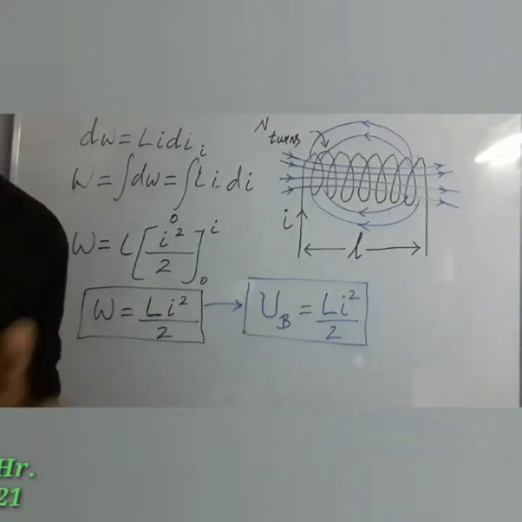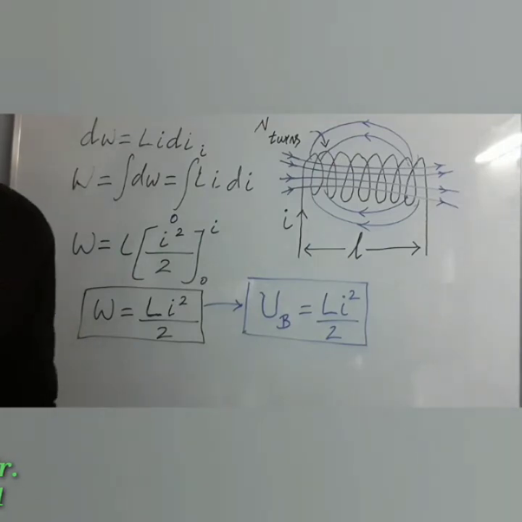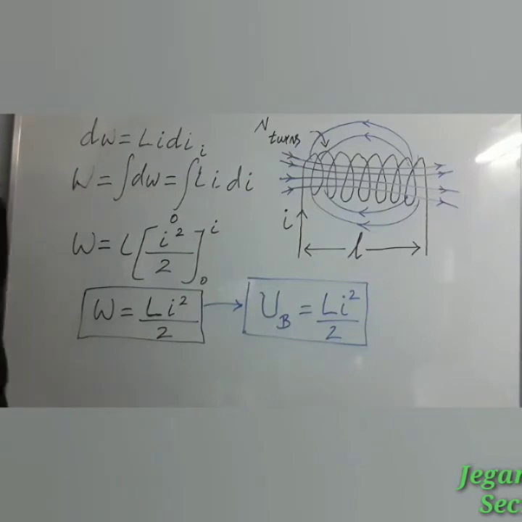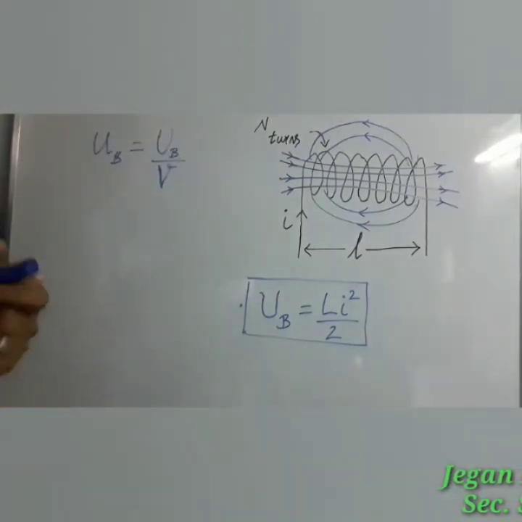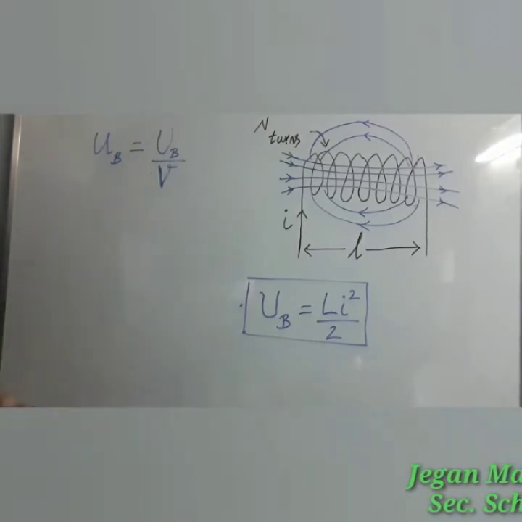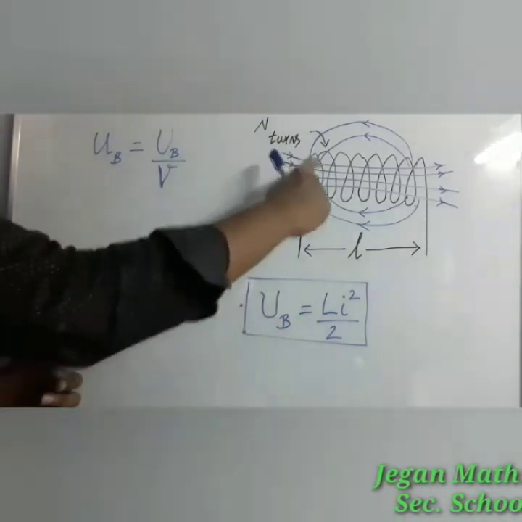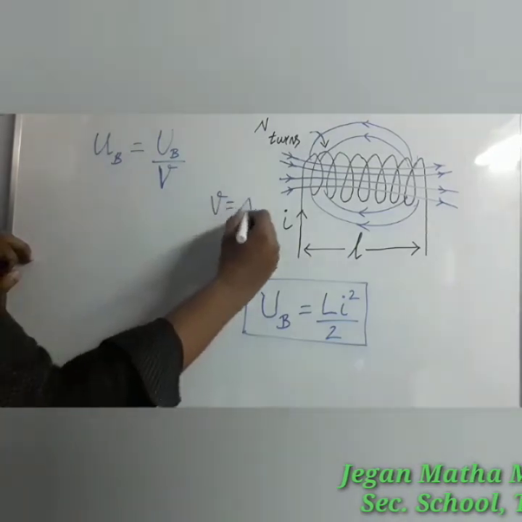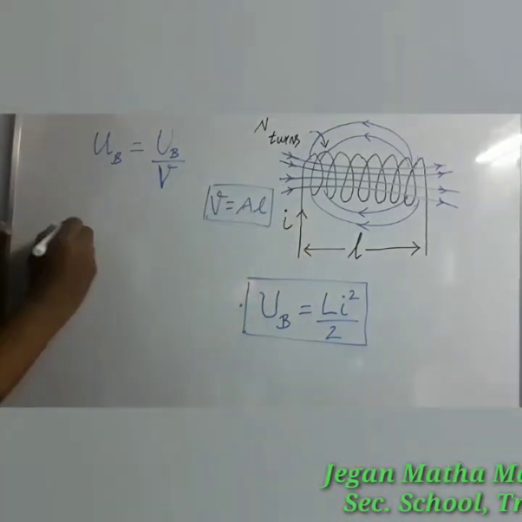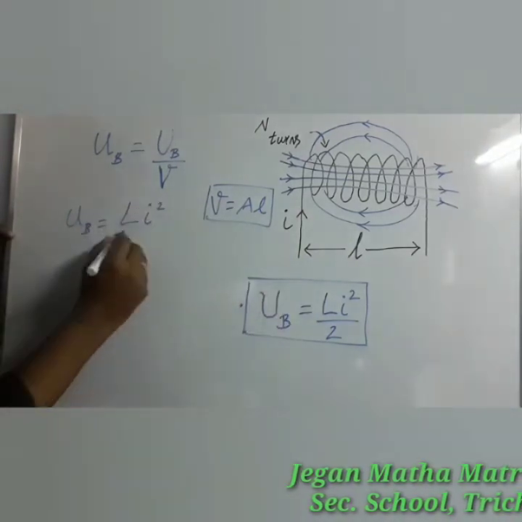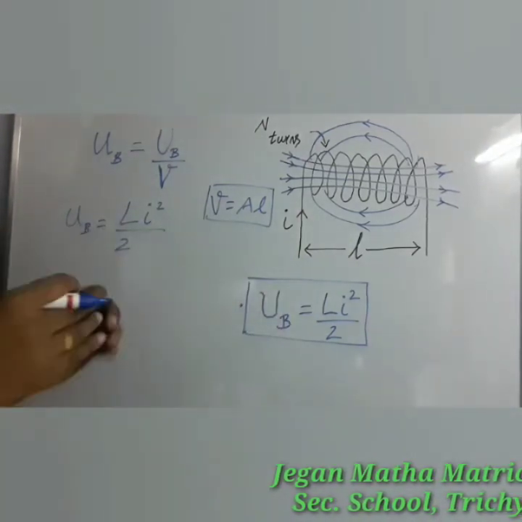Now we are going to find the energy density. Energy density is the energy stored per unit volume of the space. Here I have written the expression for the energy density, that is the energy per unit volume. Capital V represents the volume of the solenoid. What is the formula for volume? Area into length. Here the area of the solenoid is A, and the length is small l. So V is equal to A L. So the energy density U_B is equal to the potential energy, L I square by 2, divided by the volume.